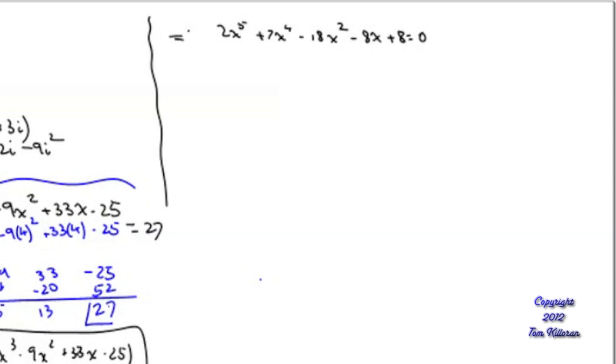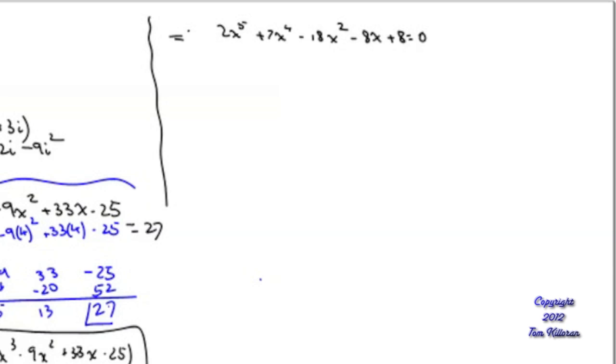Alright, I want to find all the solutions. How many solutions does this thing have? 5. Horrible. But you said I'm not going to see any more than 3. Yeah, but I wanted to show you a longer one just to practice.